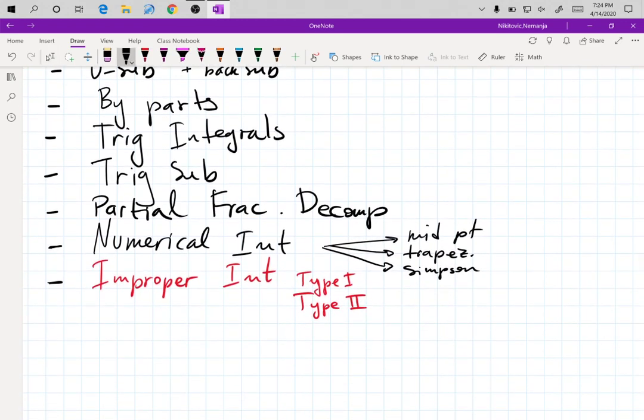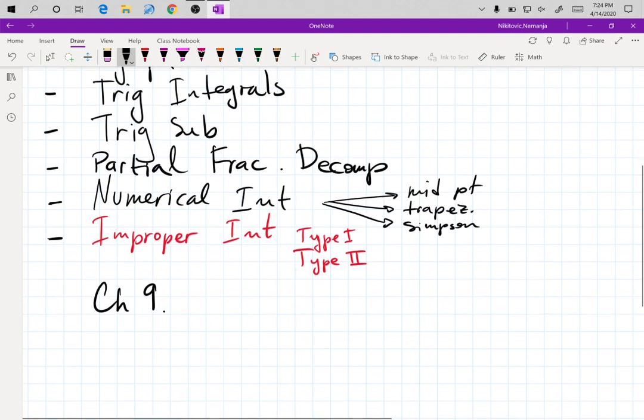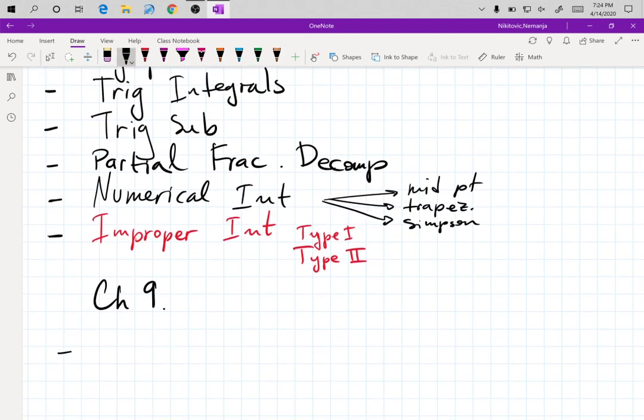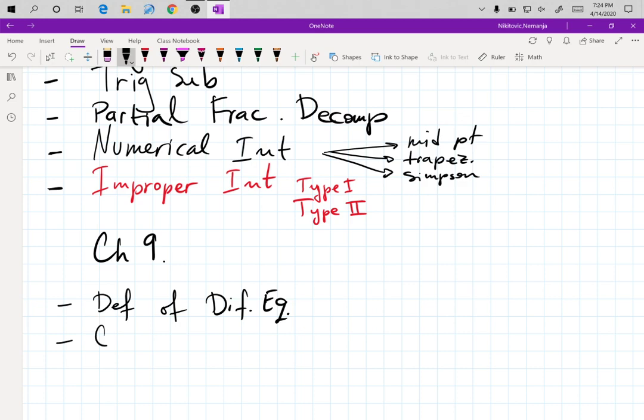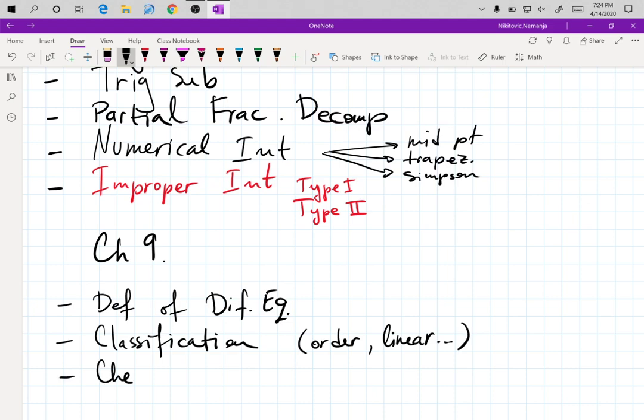For differential equations in chapter 9, we have no issues there. Very simple. Definition of differential equations. Classification. Order. Linear. Blah, blah, blah. Check solutions.